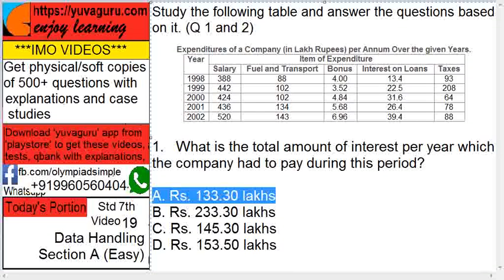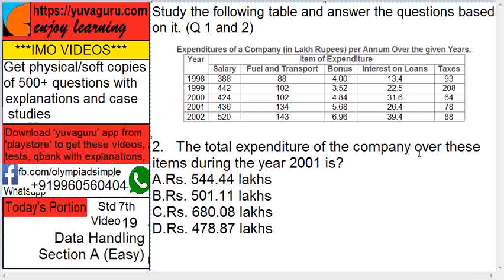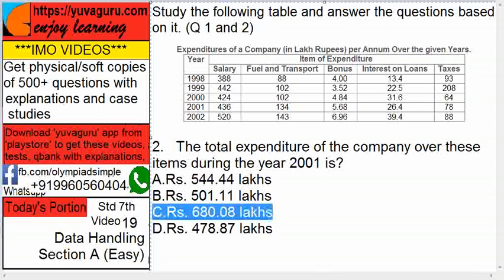Next, the total expenditure of the company over the years over these items during the year 2001 is, here, add all the items in 2001. So the answer you get is 680.08. These are simple problems, that's why we are going fast.